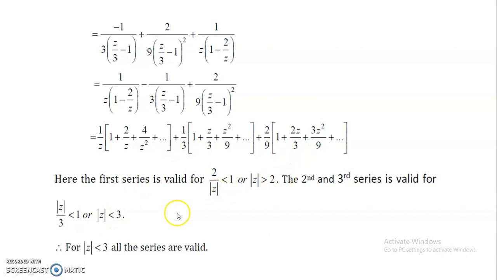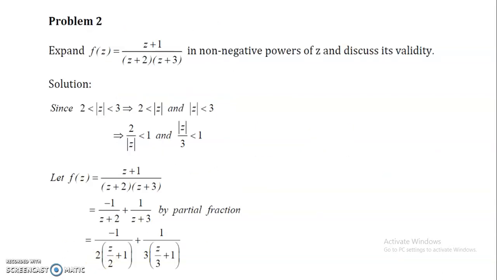And here also mod z by 3 is less than 1. It means mod z is less than 3 there. It means all the terms of the series are valid within mod z less than 3. So for mod z less than 3, all the series are valid there. That is the reason for the radius of convergence of that series.